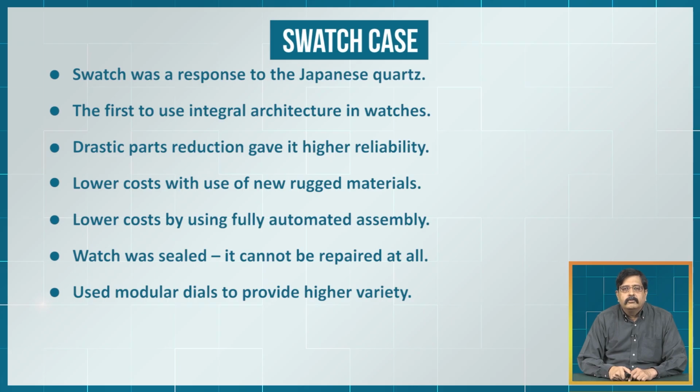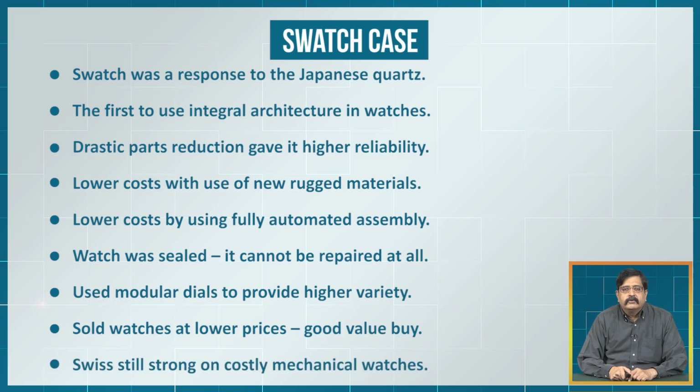So, they were able to bring out more than 200 or 300 designs in the initial year itself by providing more variety on the face of the watch, whereas the inside of the watch was identical across all these products. They also sold the watches at lower prices, which made it a very good value buy for potential users. So, even though the Swiss business was on the high cost, costly mechanical watches, they were able to capture some part of the low priced category, but by giving a product that is superior in quality, they were able to retain the image of being a high quality manufacturer.